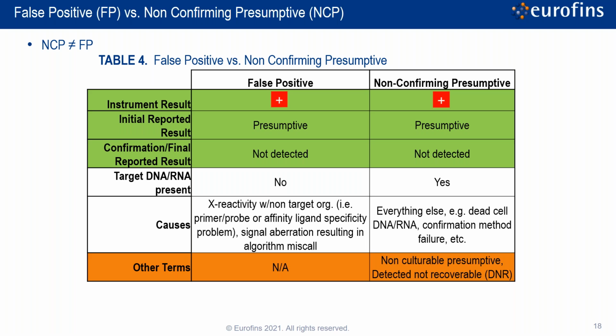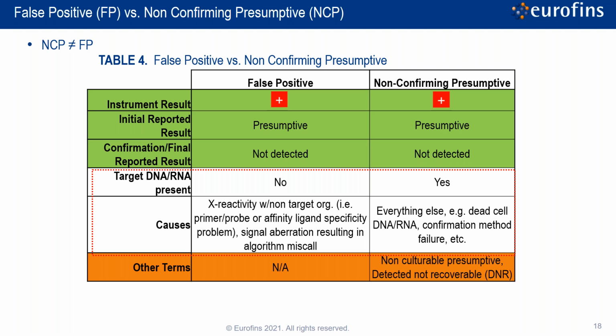In the case of a false positive, the actual target, DNA or RNA, or the actual organism itself, is not present. In the case of a non-confirming presumptive, it is. The causes of a false positive are cross-reactivity with a non-target organism. That could be primer probe specificity, or some sort of affinity ligand specificity problem, or you could have a signal problem with your instrument, for example. And the non-confirming presumptives basically are everything else. That's detection of dead cells, a confirmation method failure, etc.